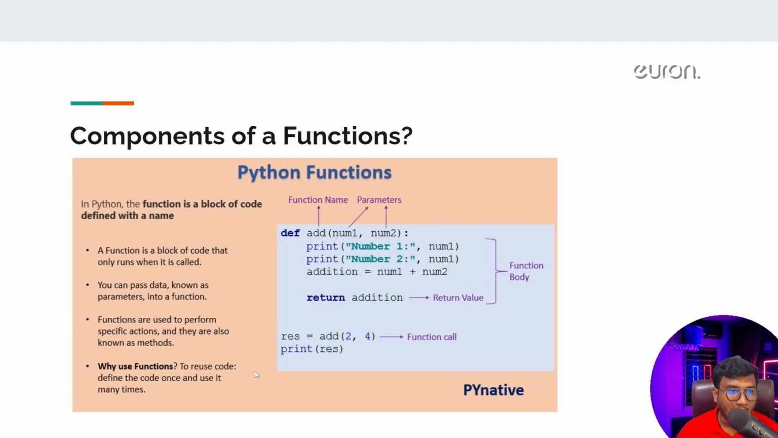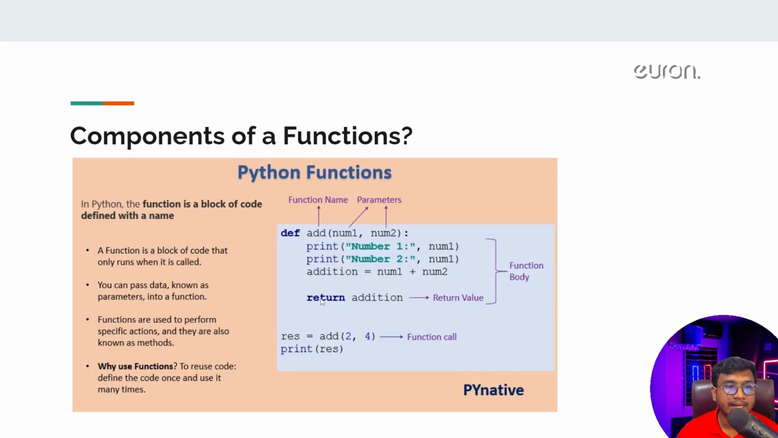Now you can see outside of the function, I'm calling this particular function. See, I'm calling this particular function add. Now here I'm passing these two values, 2 and 4. Number 1 is 2, number 2 is 4. This is called function calling. Unless and until you call the function, it won't be working. It won't be giving you any kind of result. You have to call that function. This is called function calling.